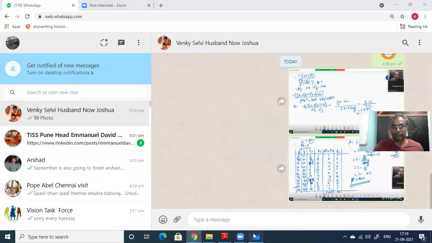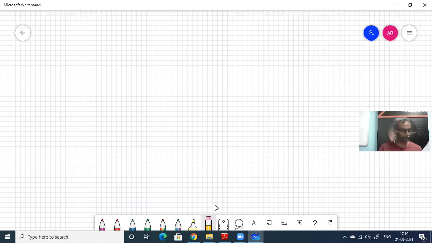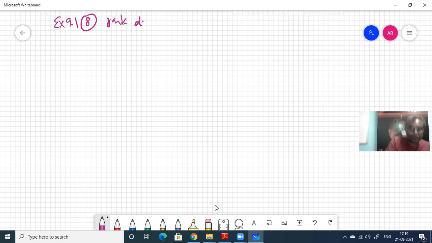Okay, let's do the 8th problem. Following are ranks obtained by some students. Here the ranks are given directly, so it is a very simple sum. Very fast we can do it. Easy sum. Let us do it. Commerce is X and accountancy is Y.